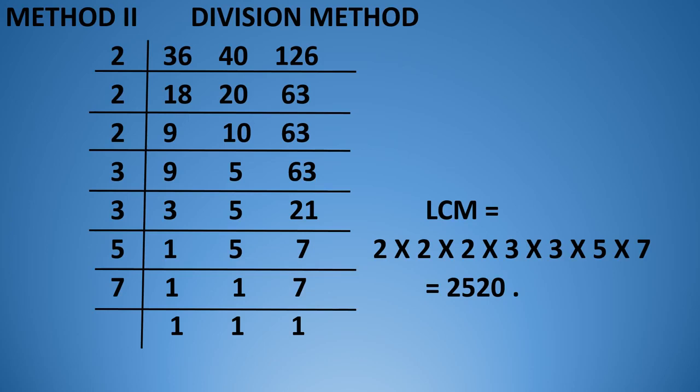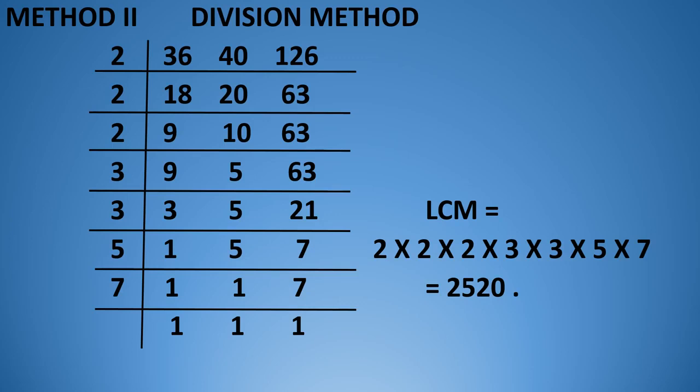So your LCM is 2 multiply by 2 multiply by 2 multiply by 3 multiply by 3 multiply by 5 multiply by 7, which is equal to 2520. You can see that LCM is same by both the methods. In senior classes, in this case, normally we follow the division method. So understand this very well.